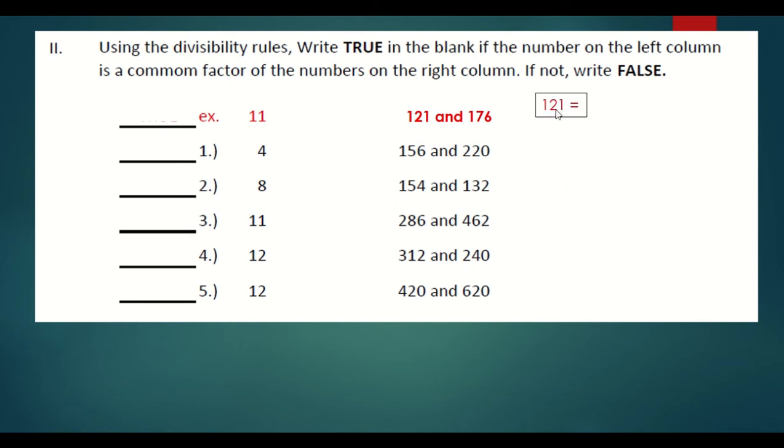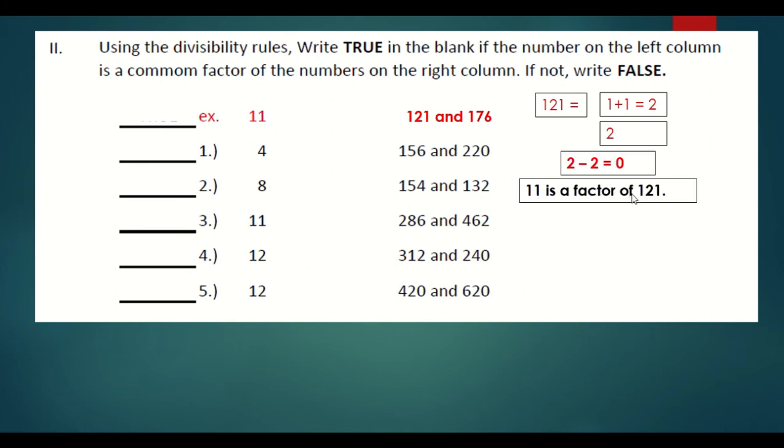So 121, to know if 121 is divisible by 11, we're going to add the alternate digits. So it will be 1 plus 1, this 2, equals 2. And since the 2 has no alternate, we have this one, and you're going to subtract 2 minus 2 equals 0. Since 0 is the answer, it means 11 is a factor of 121.